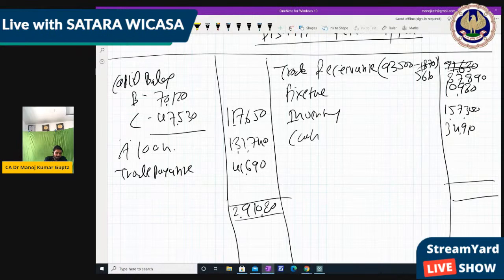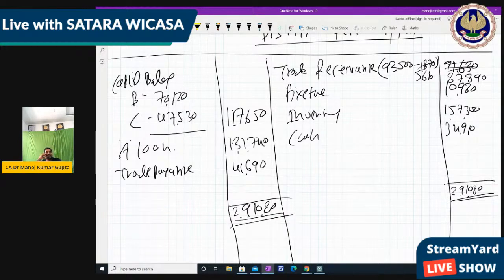Now this side also you can take the total. 87,890 plus 10,980 plus 1,57,300 plus 34,910. This comes to 2,91,080. So the balance sheet tallies.